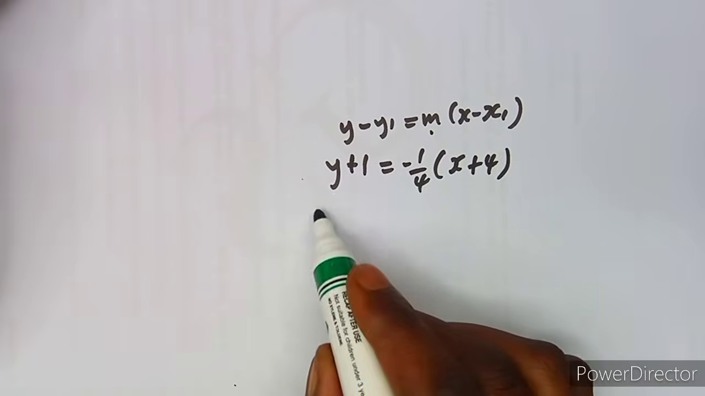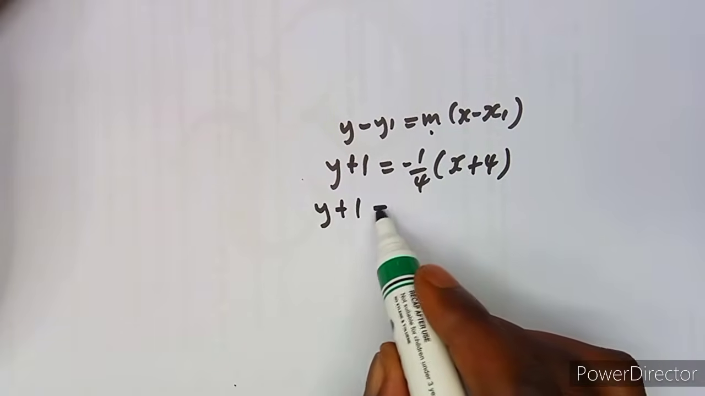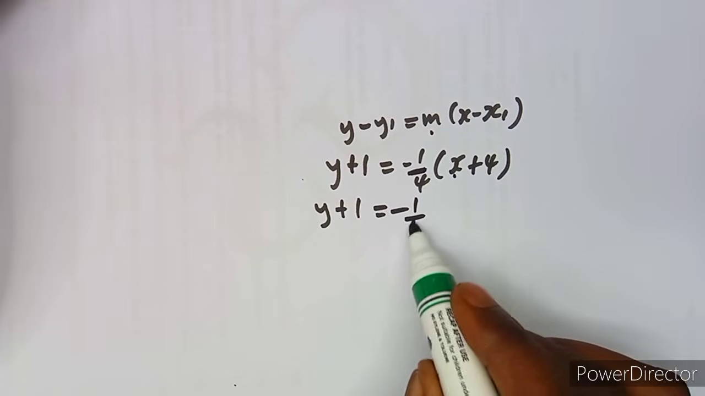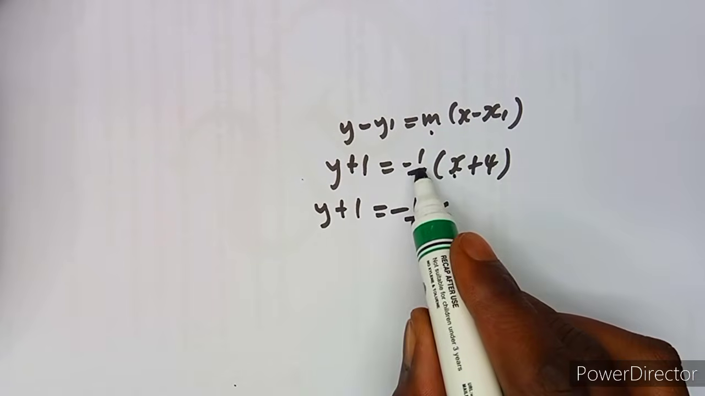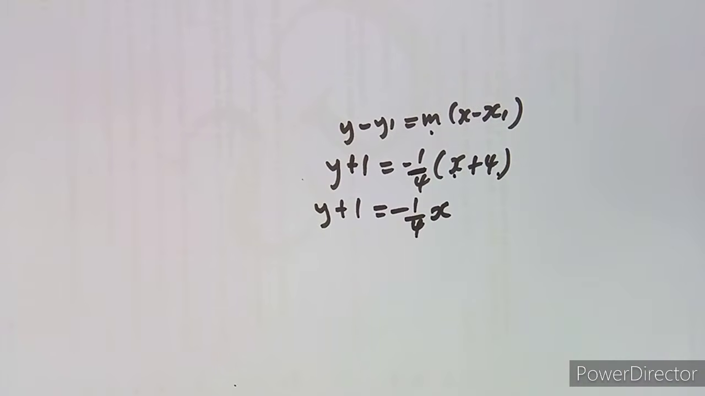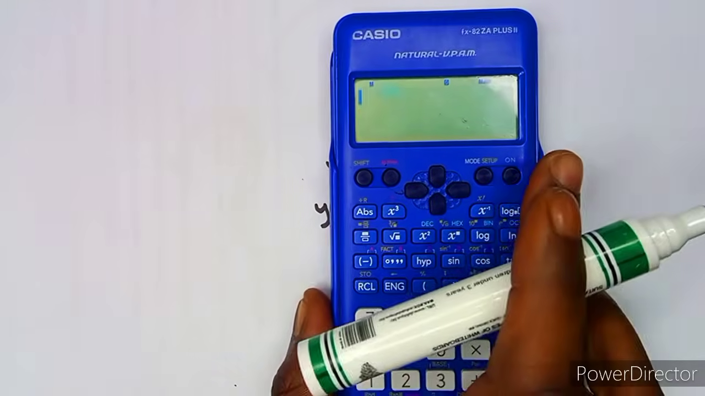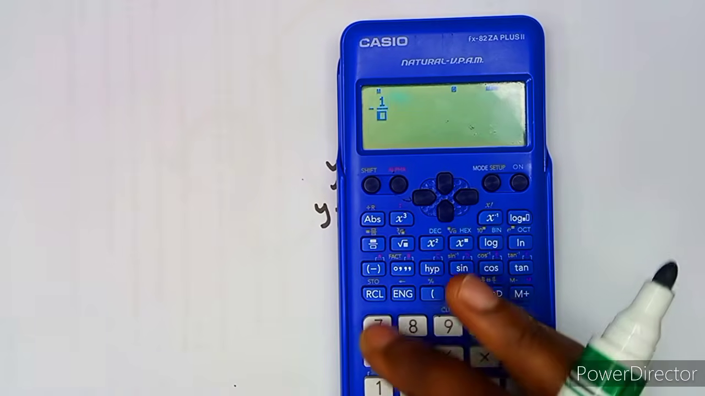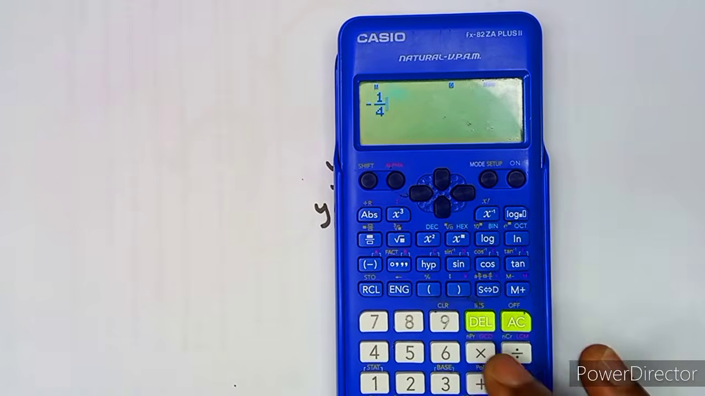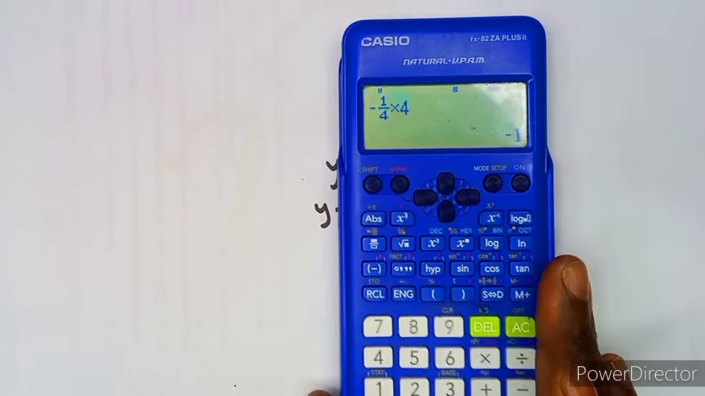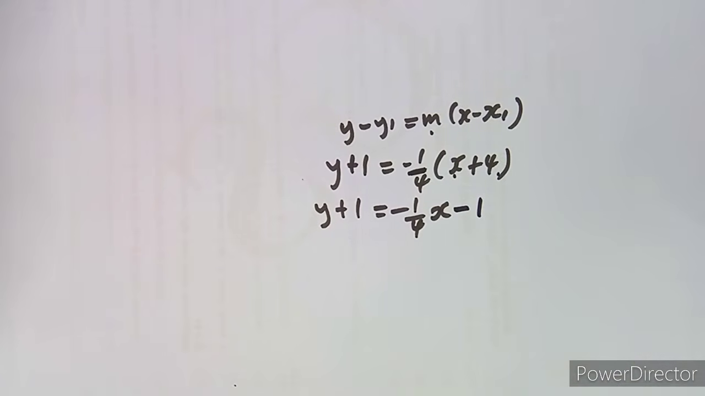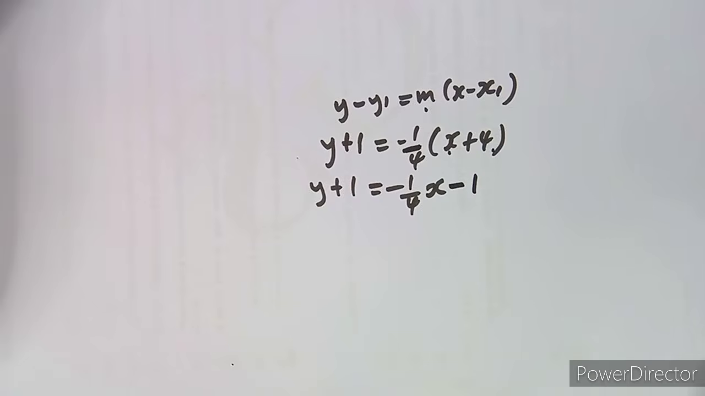At this stage, we are going to have y + 1 equal to, let's multiply, -1/4 times x, which is just -1/4x. Then it's -1/4 times 4. From your calculator, you must obtain -1. Let's just do this together. -1/4 multiplied by 4, you're going to obtain -1. That is what we have in this case.